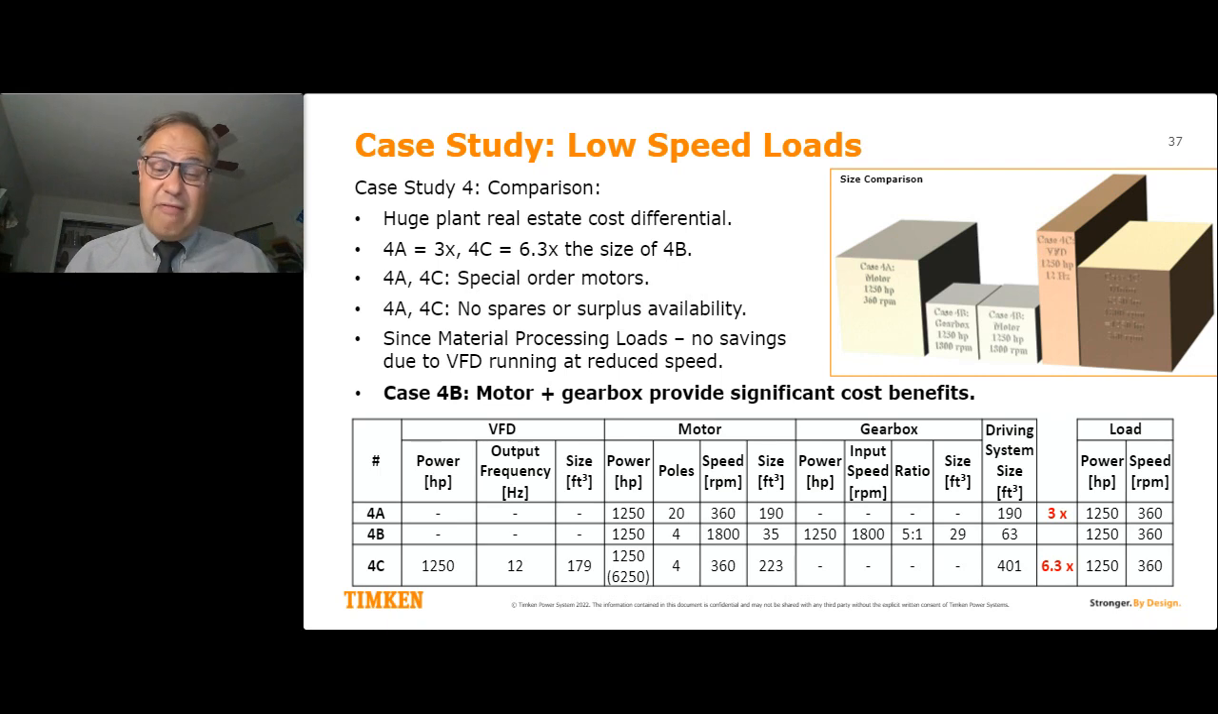So what we find very clearly is that case study 4B, the motor plus the gearbox, provides a significant cost benefit. One big thing is the plant size and availability of spares. Plant real estate can cost a fortune, especially in specialized plants like an oil platform. Maybe if you're in a farmer's field it doesn't matter, but in any modern industrial plant, size and space cost money.